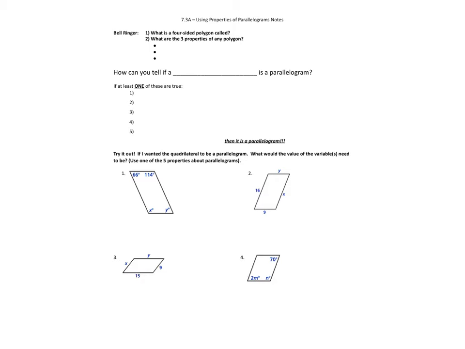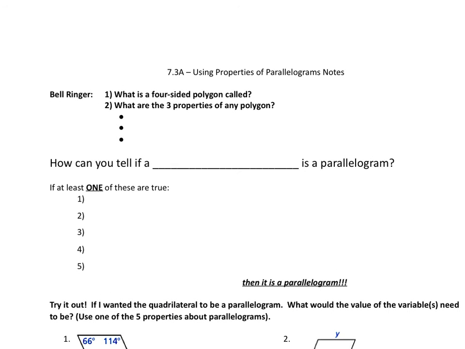Today we'll be going over 7.3a. So let's start with our review questions. First question, what is a four-sided polygon called? Once again, that is called a quadrilateral.